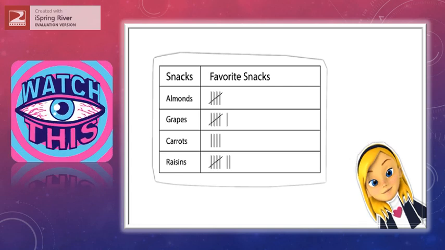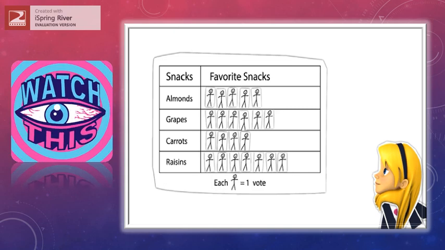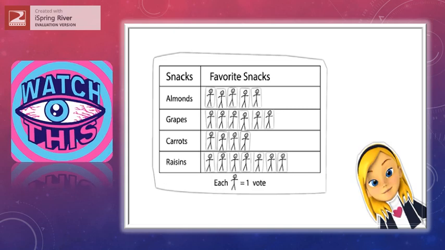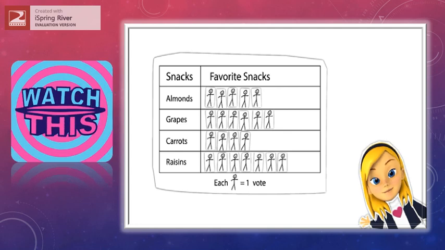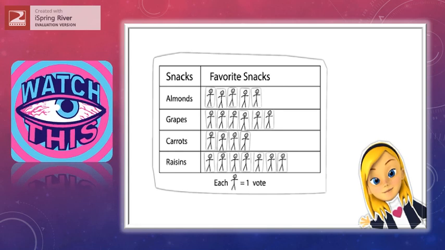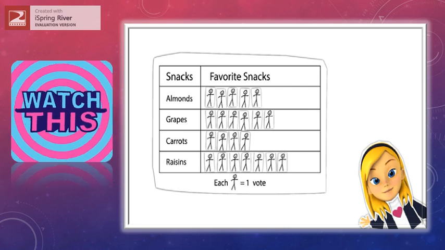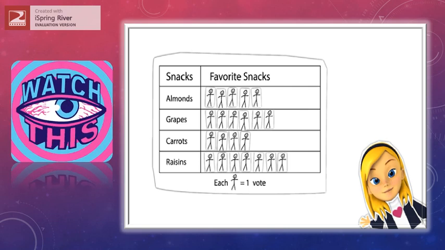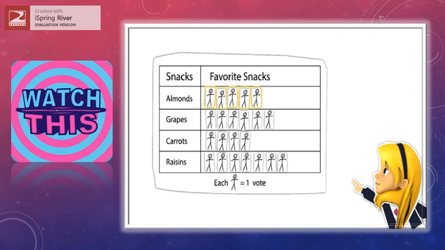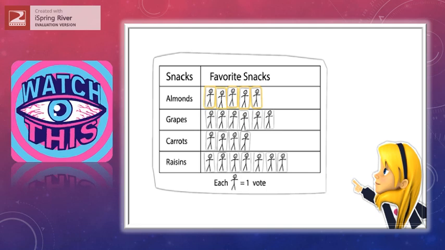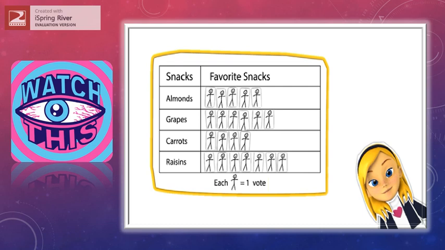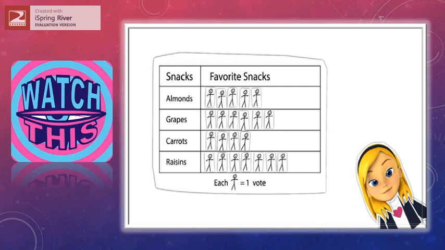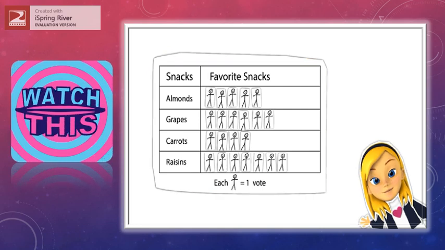Correct, Emily. Watch how we replace the numbers with pictures. And boom! We just made a pictograph. So a pictograph uses pictures or symbols to show data. For example, 5 students chose almonds as their favorite snack. That's right. So charts and pictographs are really a lot alike, but they just give the same data in different ways.